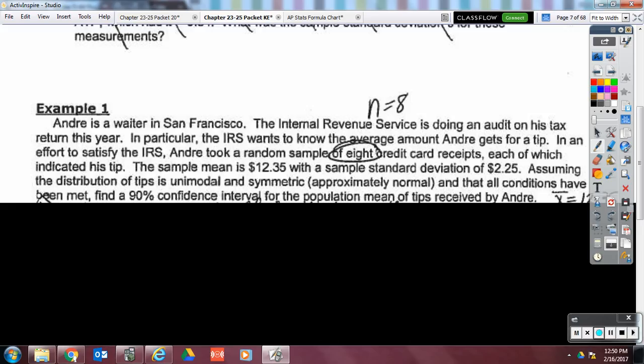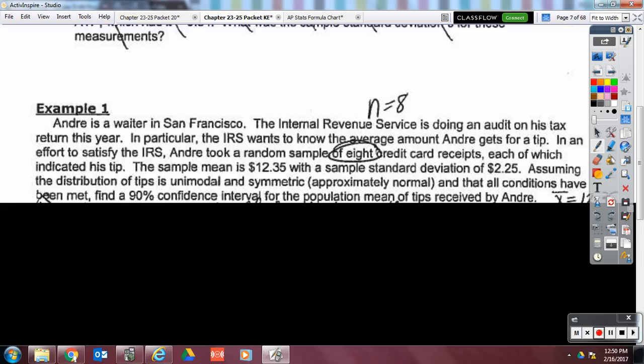Okay. Assuming the distribution of tips is unimodal and symmetric or approximately normal and that all conditions have been met, find a 90% confidence interval for estimating the population mean of all of Andre's tips. So, see, we are using a sample to estimate the population, and we're not going to do the conditions or assumptions today. We're going to talk about those tomorrow, okay?